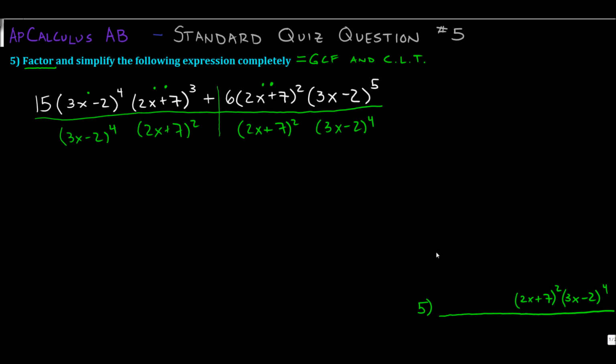What have I done now? Well, I've done nothing up here, but I've pulled out two parts of the GCF. I know that those are two factors that will be a part of my final complete factorization. Up here though, what do I got?